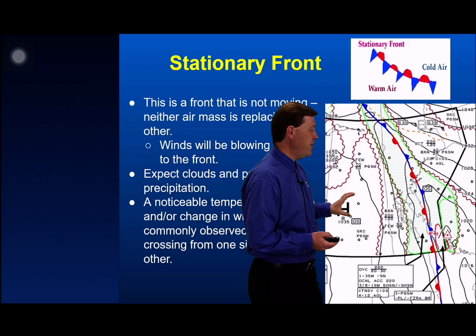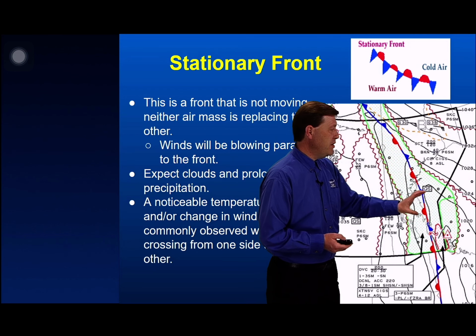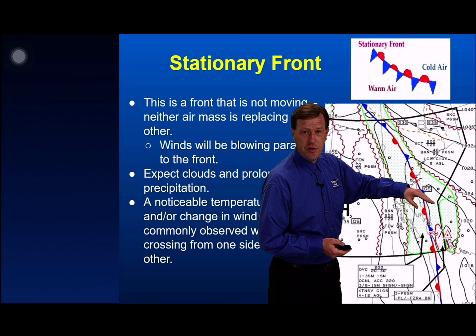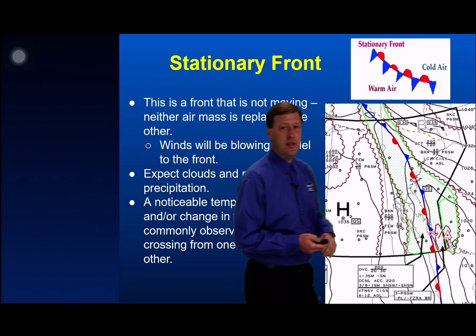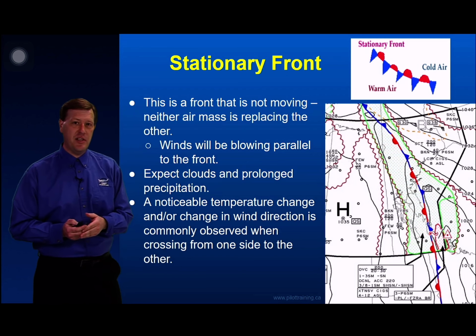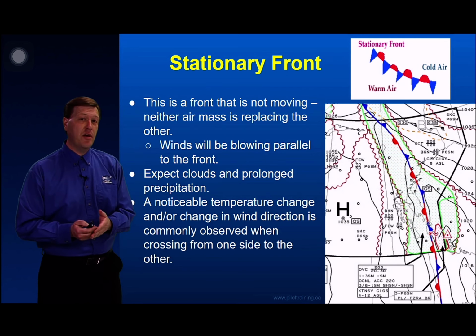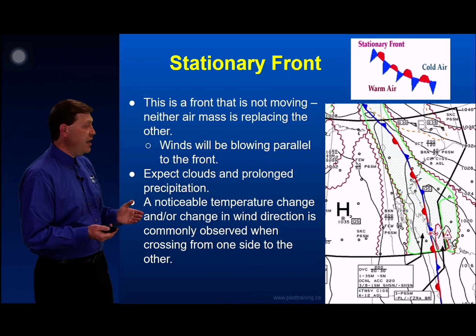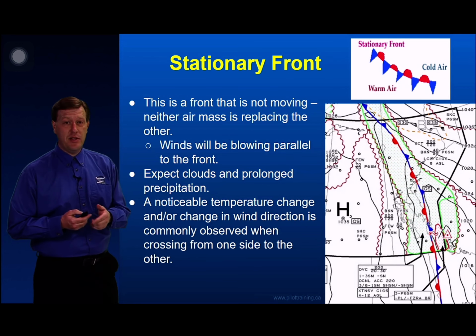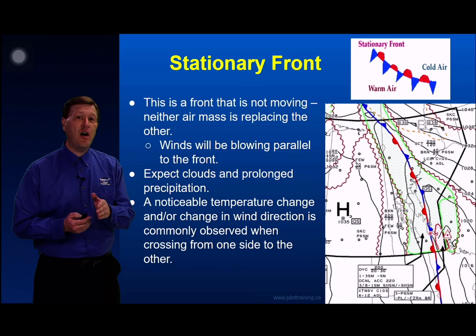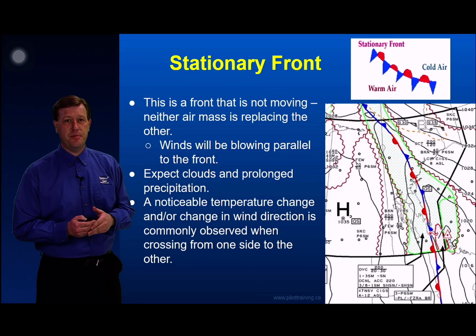So if I'm an airplane flying from here, and I suddenly cross, oh, good grief, I'm going to have to adjust my course to the right suddenly. Another very common type of Transport Canada exam question: as you cross the front, which way will you have to alter heading? The answer is, in any case, it's always going to be to the right. Stationary, warm, or cold, it doesn't matter. The winds always veer at a front.